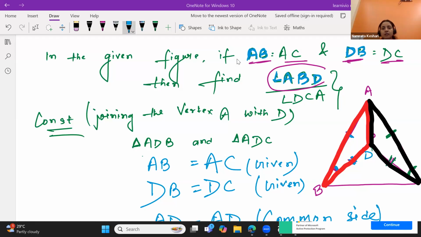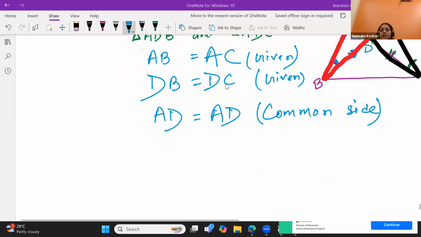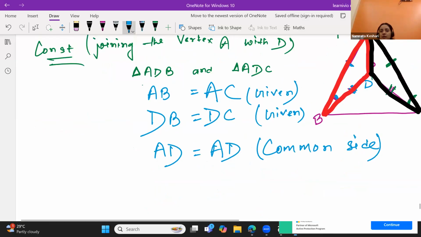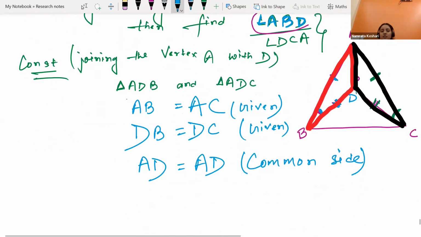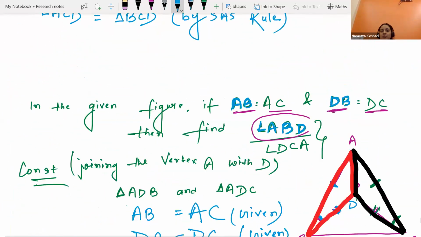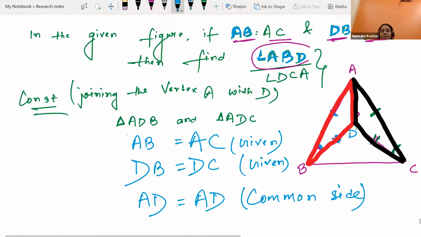Which congruency criteria is working over here? From these five rules, which rule is applicable over here? Ma'am, SSS. Great, SSS. Okay, SSS congruency criteria. So ADB is congruent with ADC.